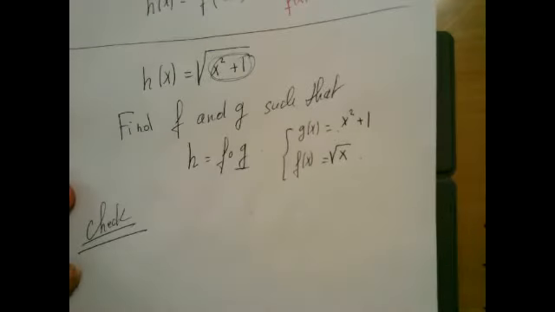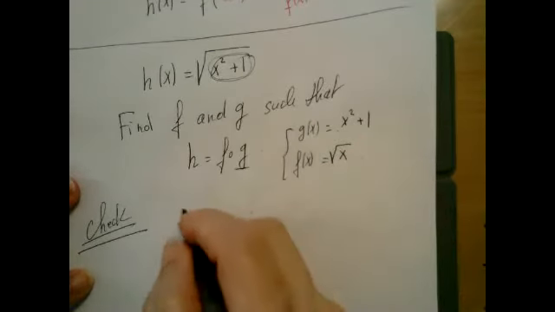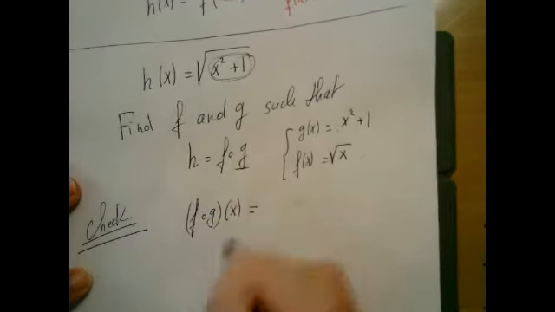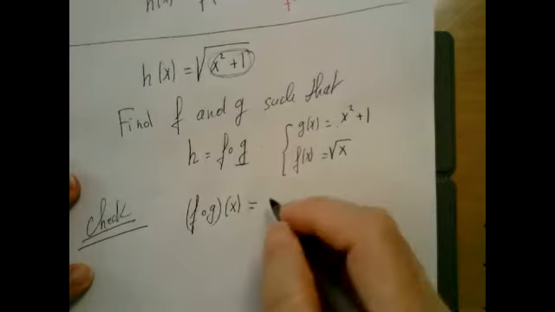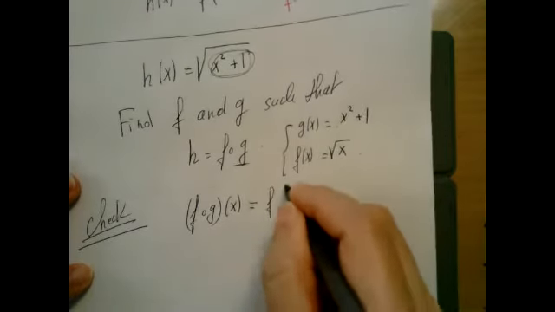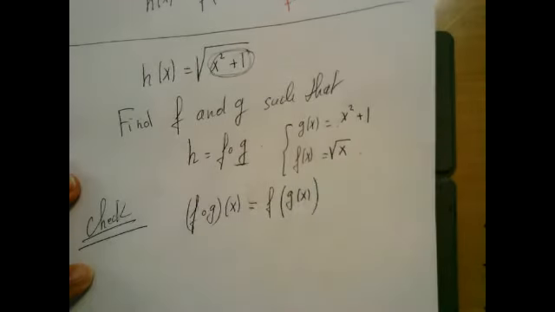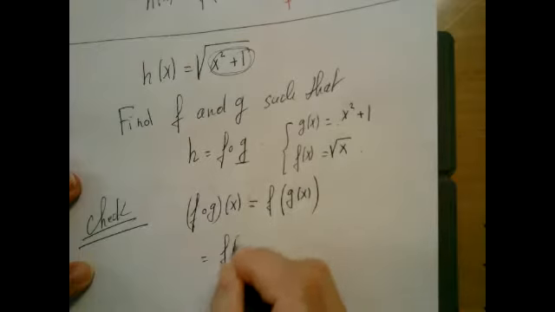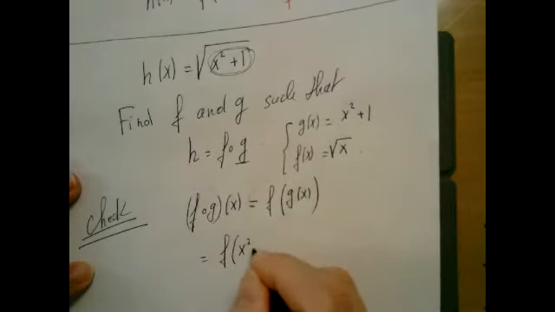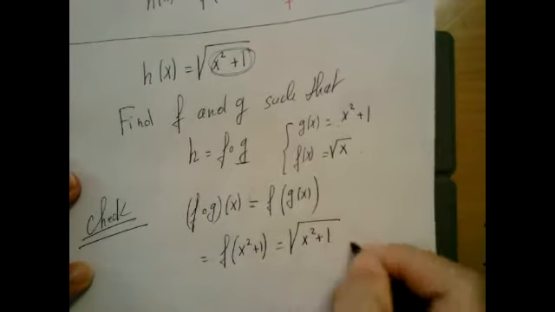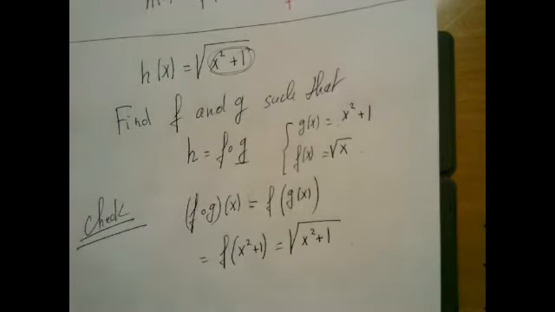I always check because we all make mistakes. So I will take your choice and compute f composed with g. According to our choice, this is f of g, which means f of what's g? x squared plus 1. That's what g does. What does f do? It takes the square root of x squared plus 1. Absolutely correct. This is my function h of x, and that's really how we check.